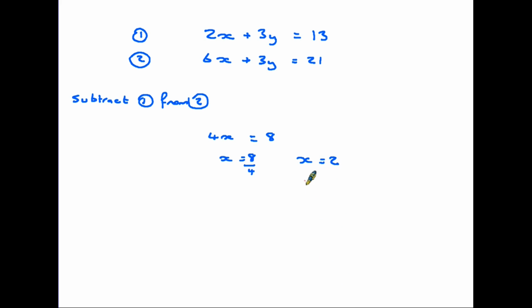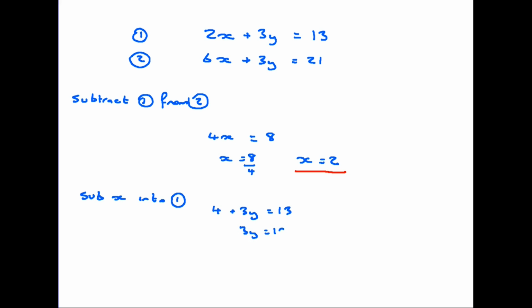So again, we have found x first. We're going to do exactly the same now as we did before, so we are going to substitute x into, and again I'm going to use equation 1. I could use either of them. So this time x is worth 2, so putting that into the very top equation, that means 2 times 2, so we have 4 plus 3y equals 13. Let's move things around.